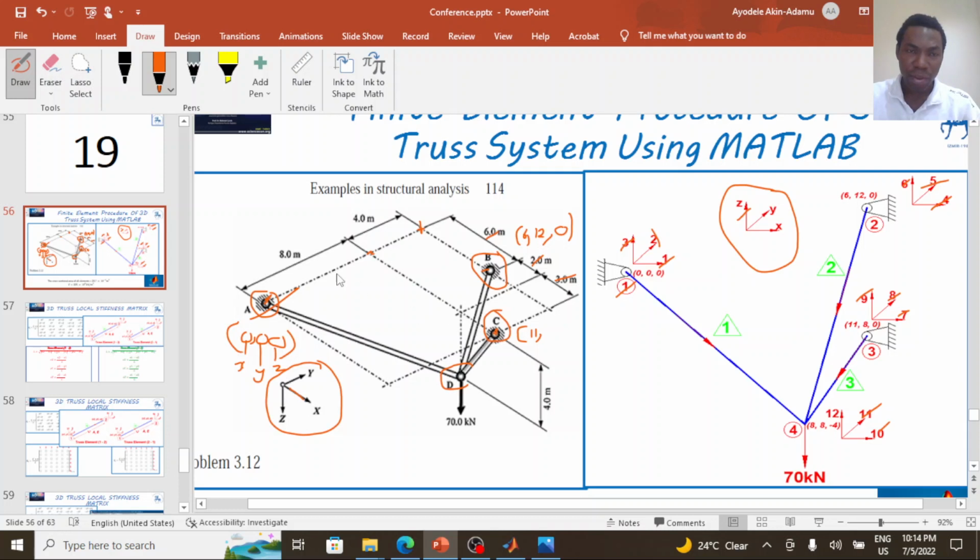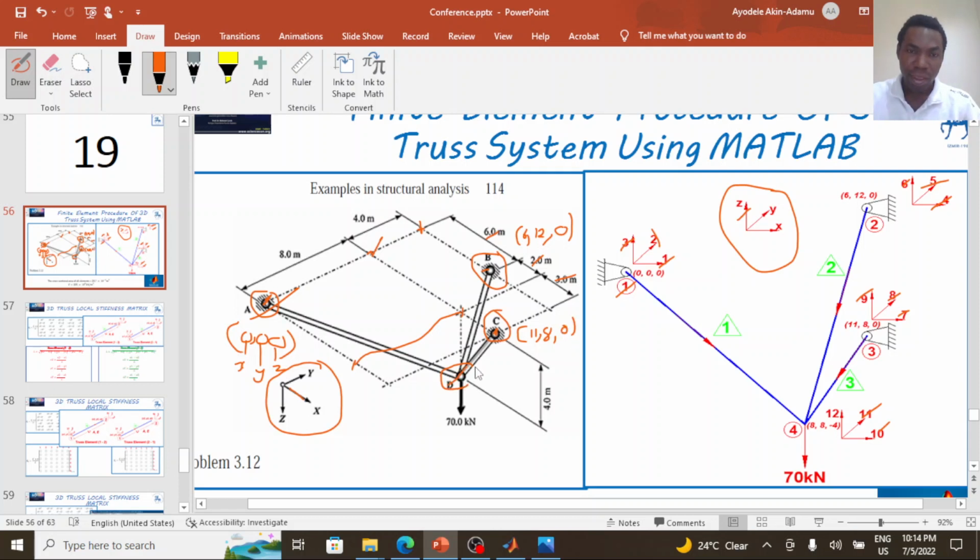The y coordinate will be the distance from here to here. This distance here, and that value is 8 meters. The z component: A, B, and C are in the same level, so the z component is 0.